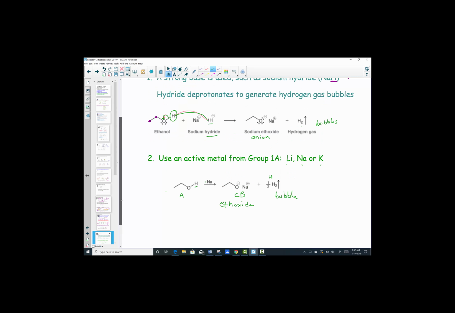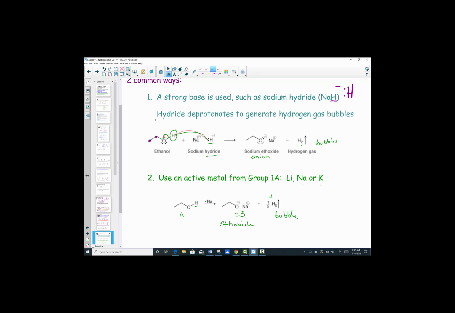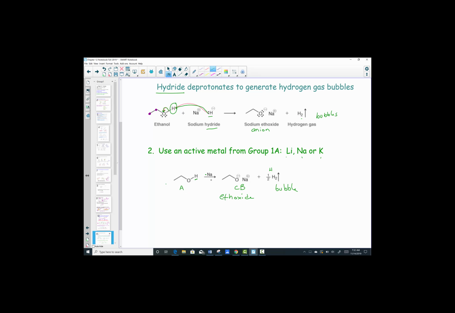The big picture is saying we can use a strong base, such as hydride, and we accomplish the same thing. Bubbles of hydrogen come out and we've produced the sodium ethoxide. Or we can use an active metal, such as lithium, sodium, potassium from group 1A. We accomplish the same task. The ethoxide ion is formed and you'll see hydrogen bubbles come out of solution.